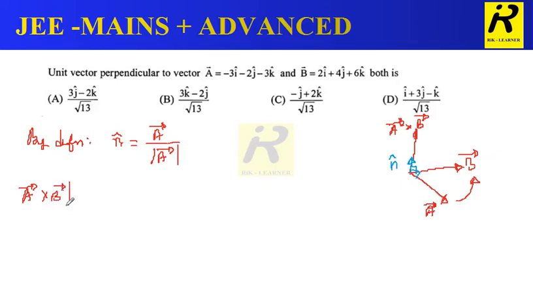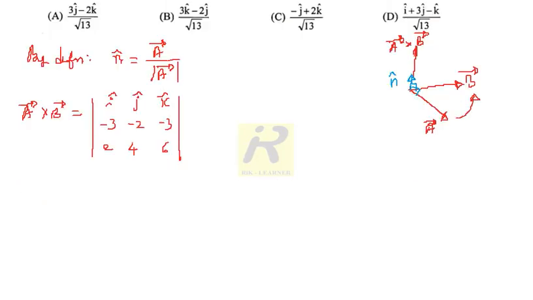A cross B is nothing but, how can we write it, this is the way. It is i, j, and k. And the components are minus 3, minus 2, and minus 3. This is for A, and for B it is 2, 4, and 6, right? So this can be further extended like this.